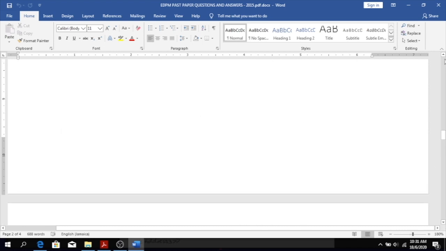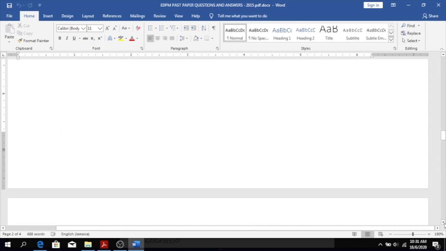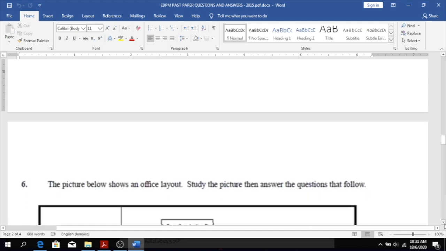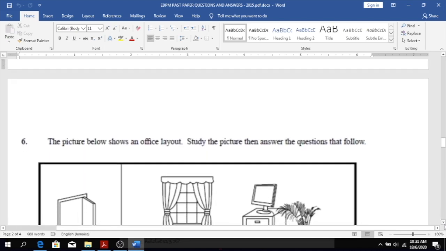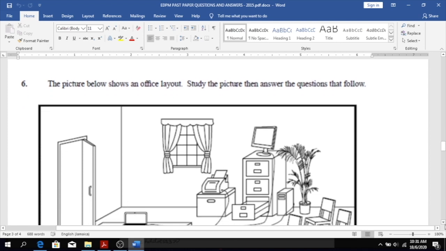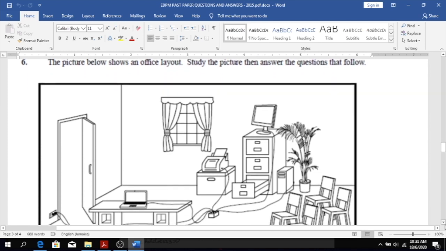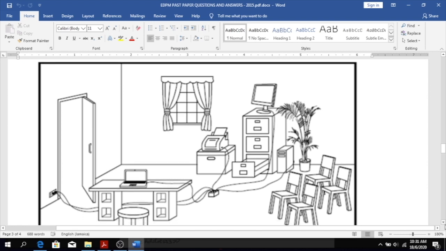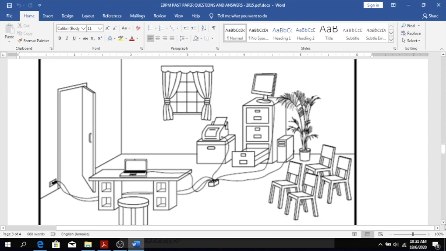All right. So we're going to be looking at another question. It says the picture below shows an office layout. Study the picture, then answer the questions that follow. So take a look at the picture and make note in your head or on paper. And then you're going to answer the questions that follow.